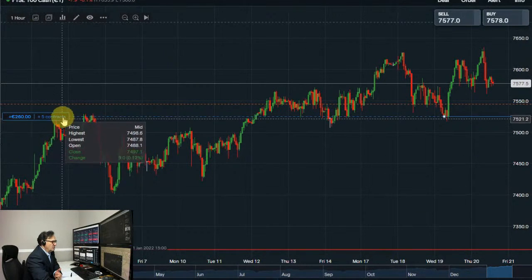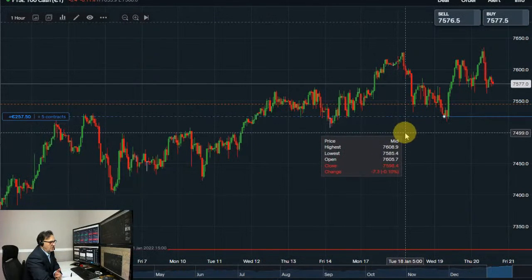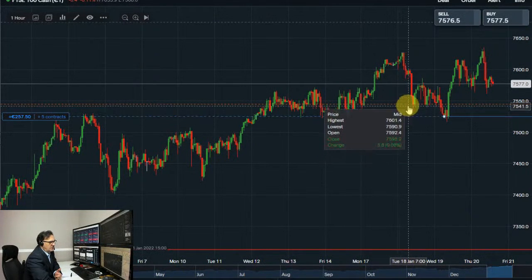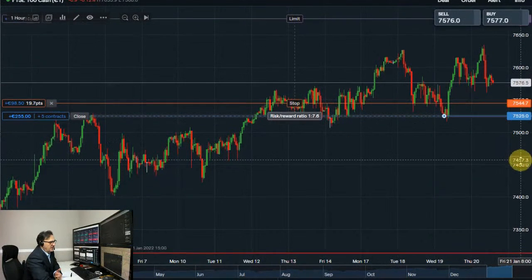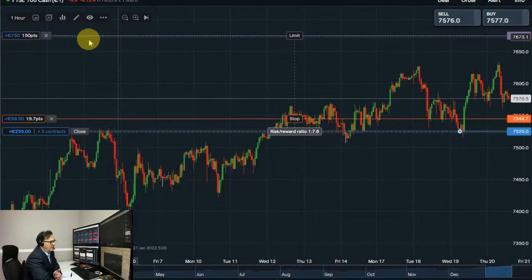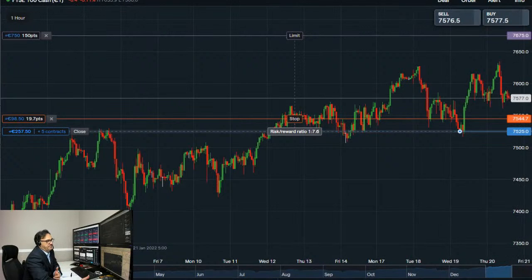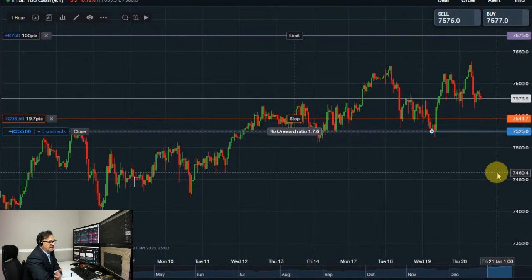So this position was 10 contracts, and my stop loss was initially below entry, then closer to entry, and now it's above entry. I still have a limit order up here. I'll show you where I am with that. I still have this limit order at 76.75. That's there just as guidance, but I would probably be looking to take profits as I go along.